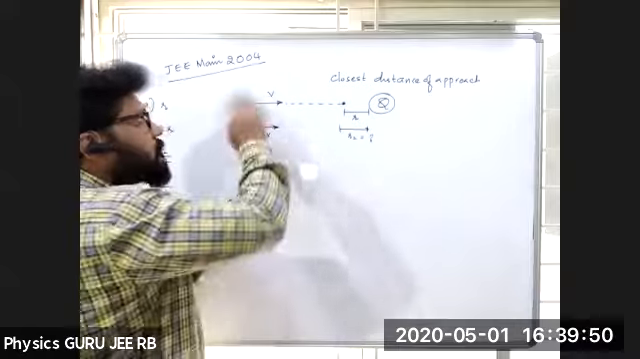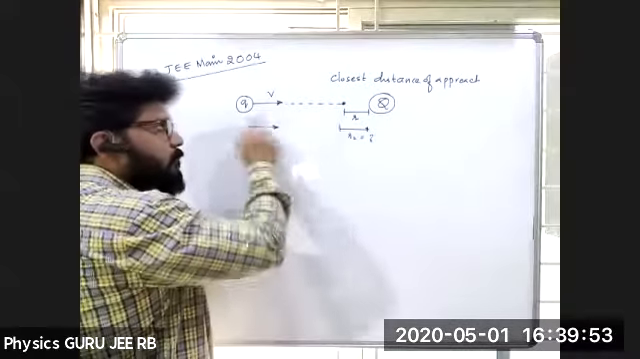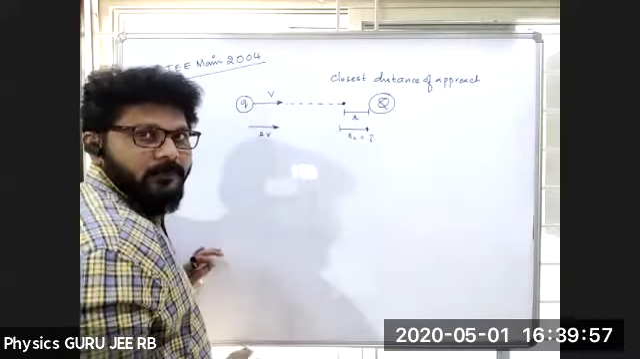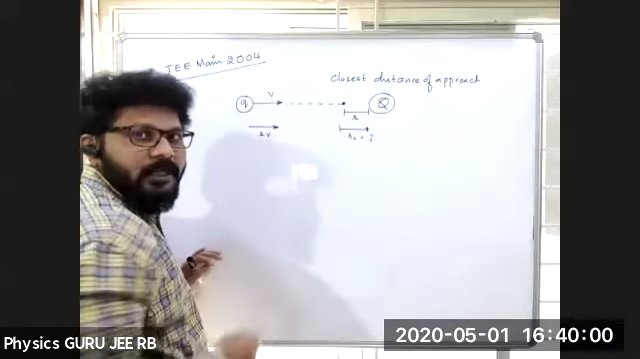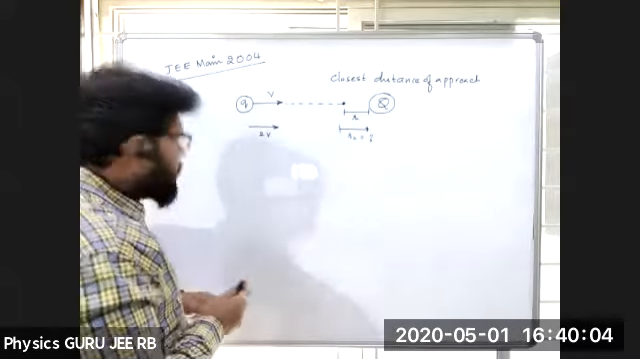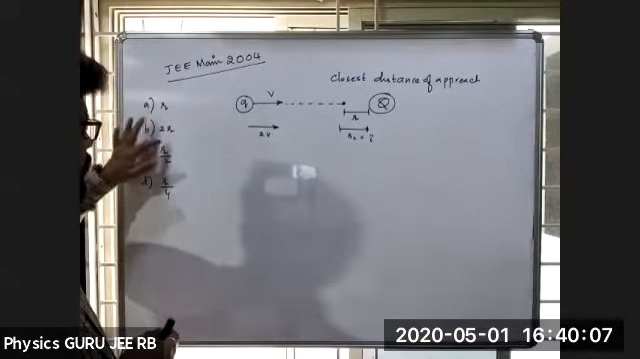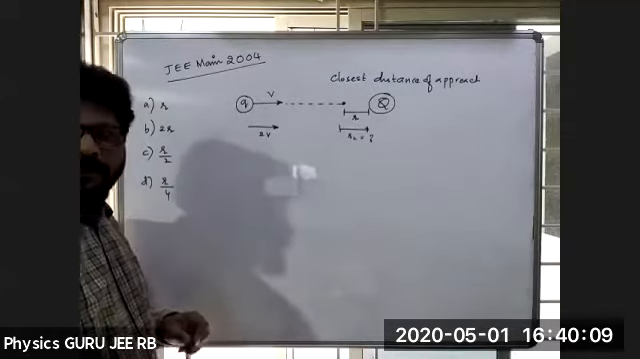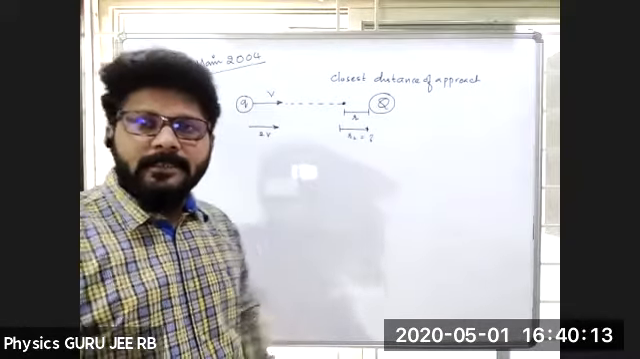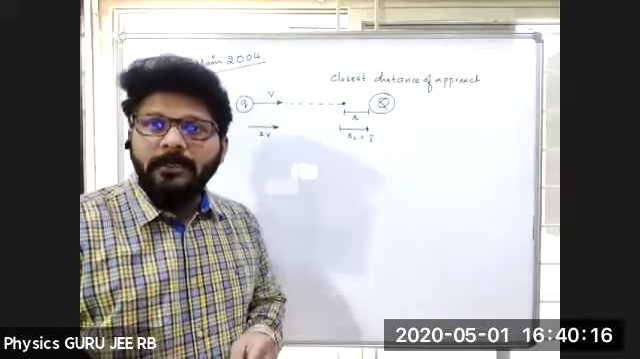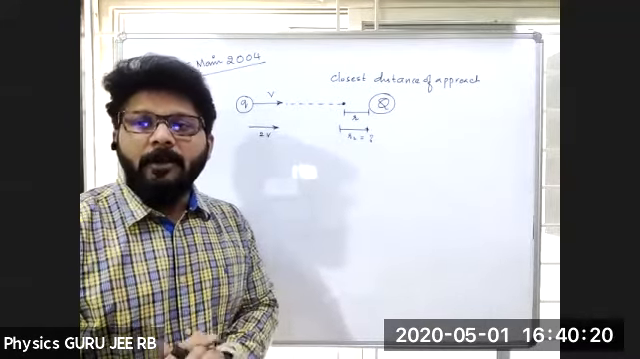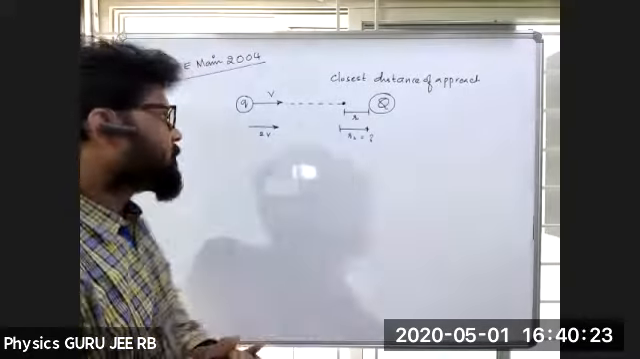In 2004, the question is: when you project with v, the closest distance of approach is R. If you double the speed of this charged particle, what is the closest distance? The options given are R, 2R, R by 2, and R by 4. It's the same concept as we discussed in the last class, the same model: apply the law of conservation of energy.